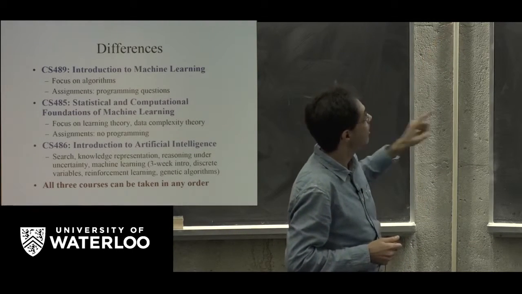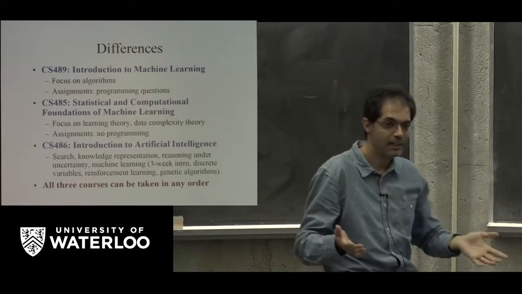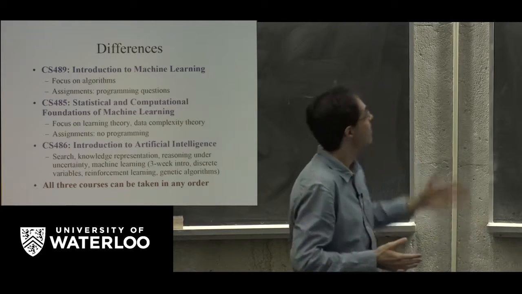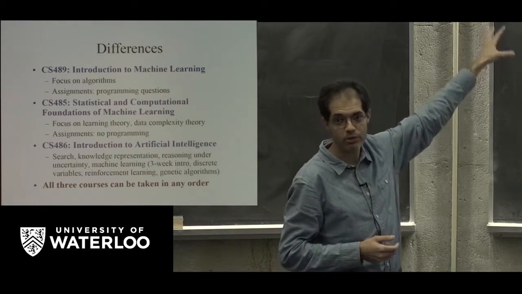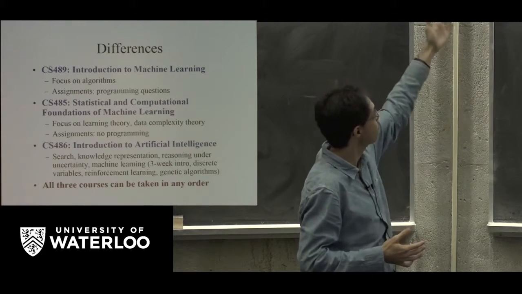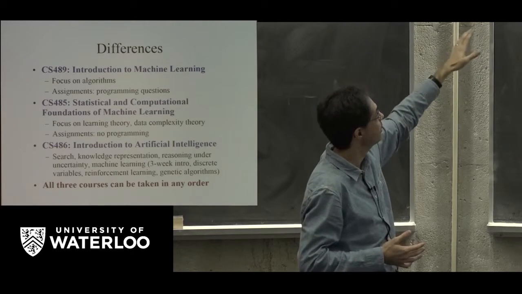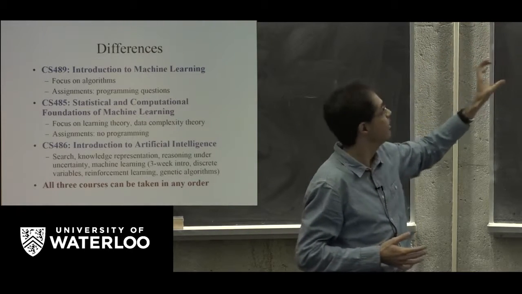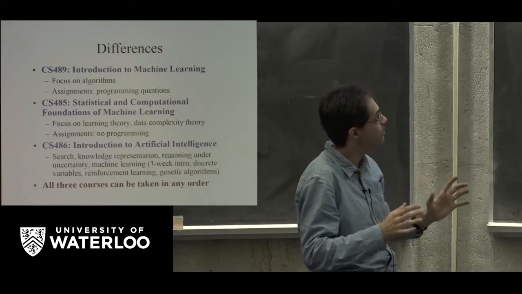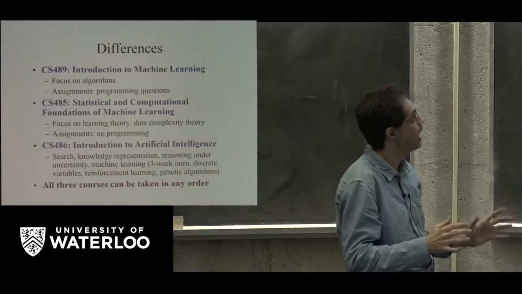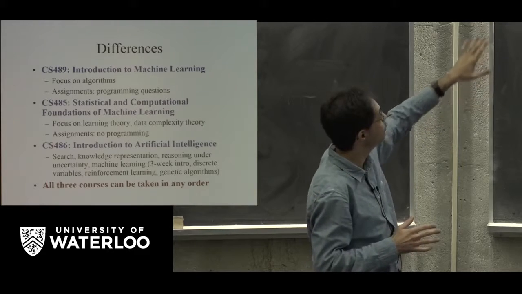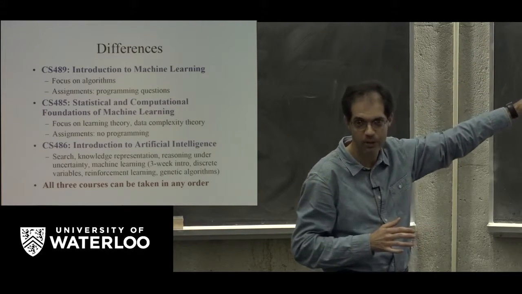Okay, the last one, artificial intelligence. The reality is that machine learning is a special area within artificial intelligence. So there is some machine learning covered also in the AI course, but this course is broader. It covers search, knowledge representation, reasoning under uncertainty, and machine learning. The machine learning part is really just a 3-week introduction. And then in that introduction, there are actually topics that are going to be covered in this course, but not the other two. They include, for instance, reinforcement learning and genetic algorithms.